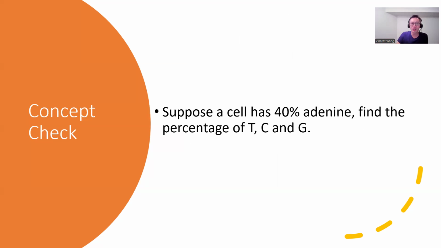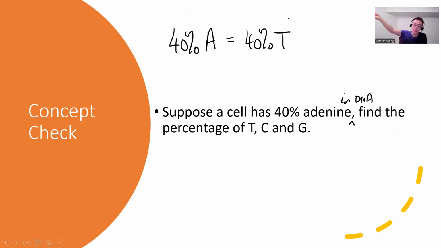Now here is another question. Suppose the cell has 40% adenine. Find the percentage of the other bases. If you have 40% adenine in the DNA, you will also have 40% of what else? T. Yes, because A goes with T all the time. So 40% A must be 40% T.